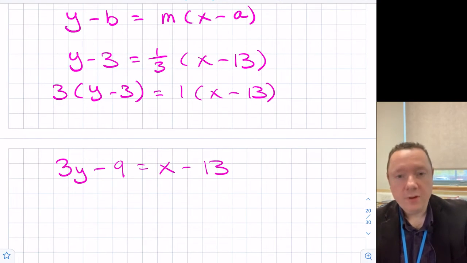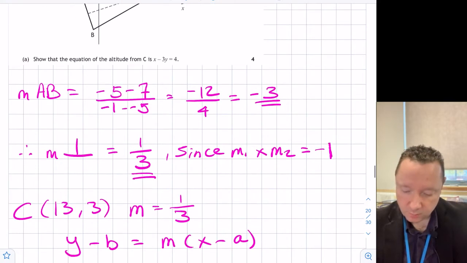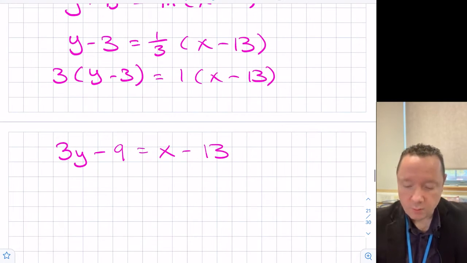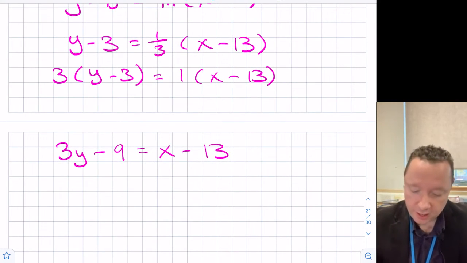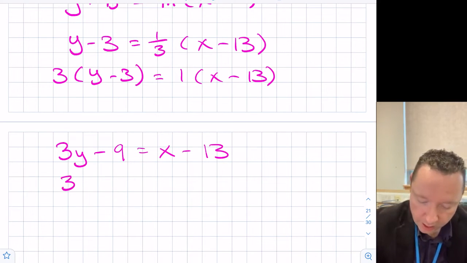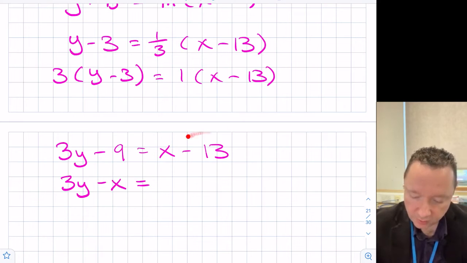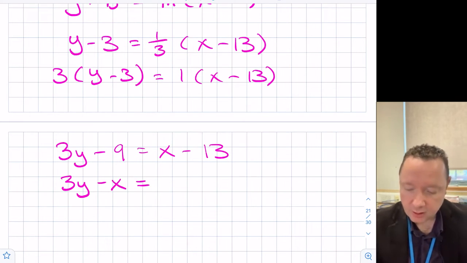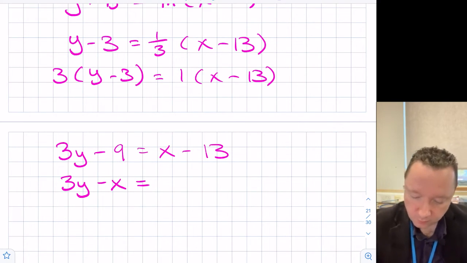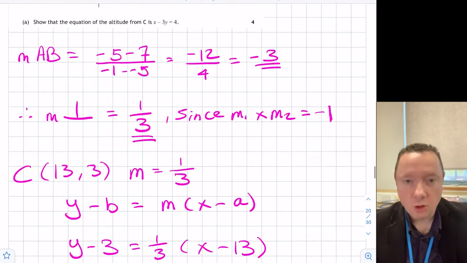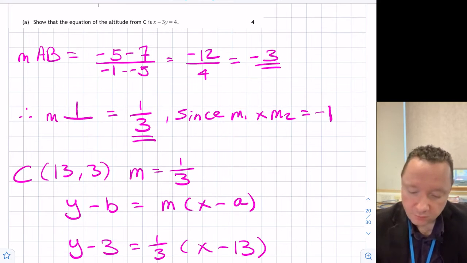And then moving everything to the left-hand side, except the numbers. So we want all the numbers on the right and the letters on the left. So we've got 3y minus x is equal to, well, minus 13 plus 9 is minus 4. Now that is close to what they've got, but they've got positive 4.